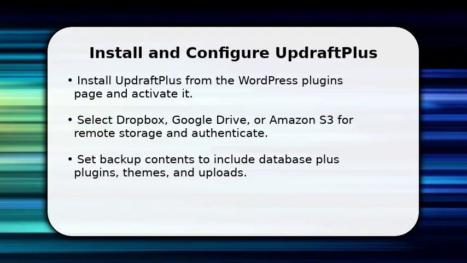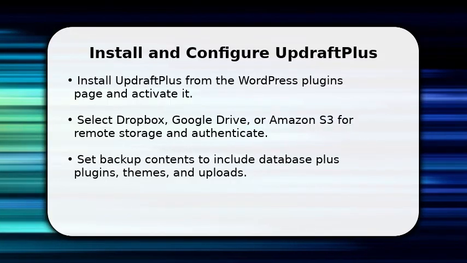Start by installing Updraftplus from the WordPress plugins page and activate it now. Open Settings, then Updraftplus Backups to configure basic options. Choose backup contents to include database plus plugins, themes, and uploads.